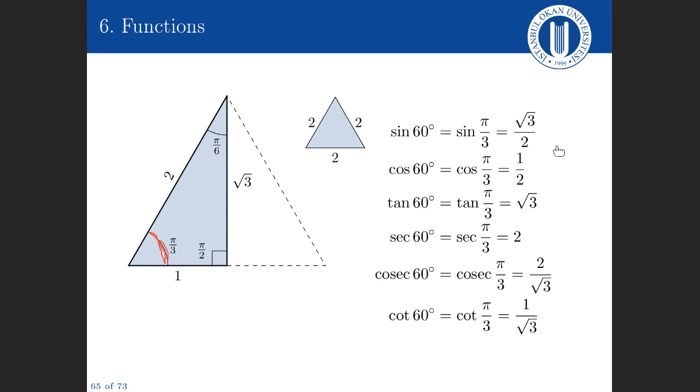Sine 60, or sine pi over 3, is root 3 divided by 2, height divided by hypotenuse, and cos 60 degrees or cos pi over 3 is base divided by hypotenuse, so 1 divided by 2. And then after you have those, you can use those to get the other 4.